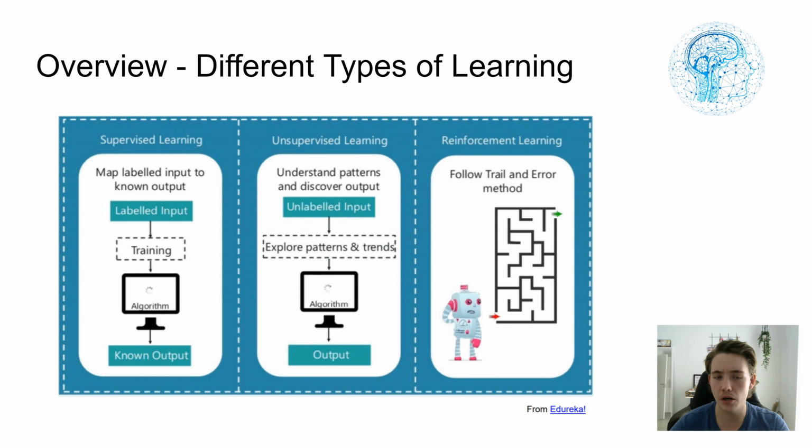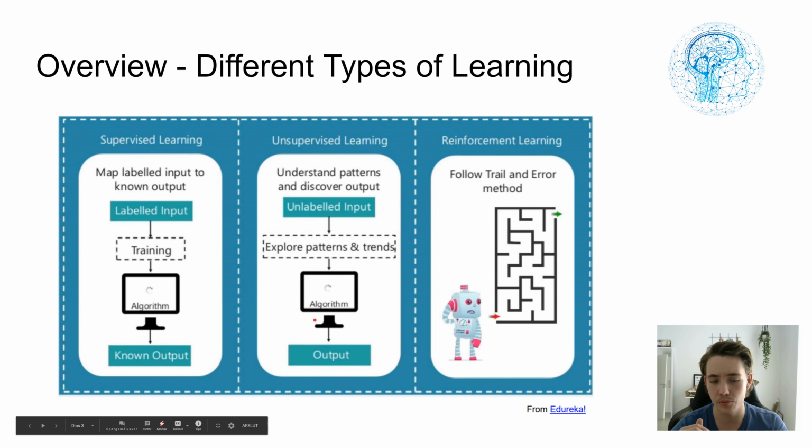If we have unsupervised learning, we try to understand patterns and discover outputs from unlabeled data. So we don't know anything about our data. We just pass our unlabeled data to our explore patterns and trends algorithms, and then it tries to learn and find the patterns in the data that was given, and then it tries to estimate some output or give some output from the unlabeled inputs that it has been given.